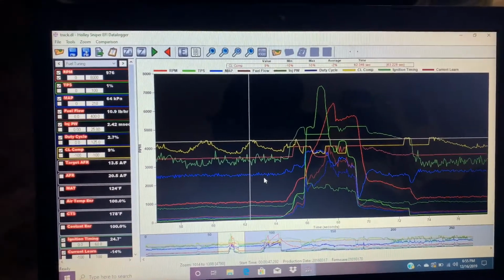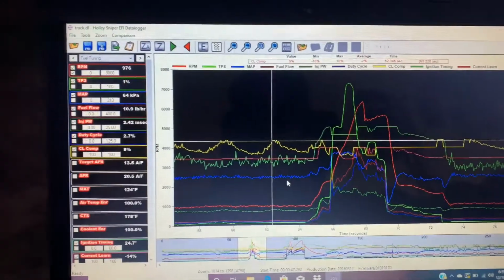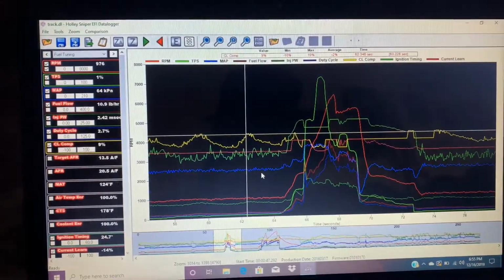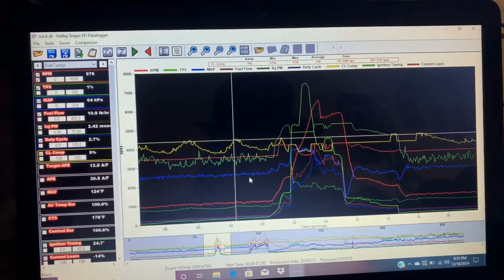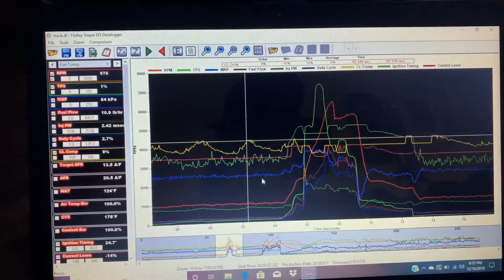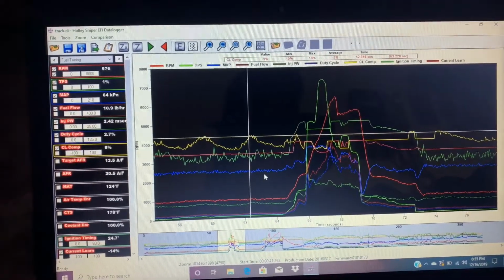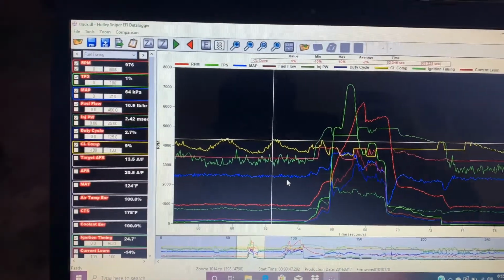In this video, I'm strictly going to be going over a data log that I have here to show you guys all the things that you can learn with a data log. My truck runs a Holley Sniper EFI. Well, it's a Holley Sniper X-Flow. It's an EFI system, if you don't already know.